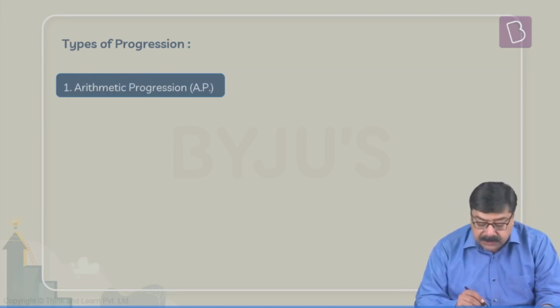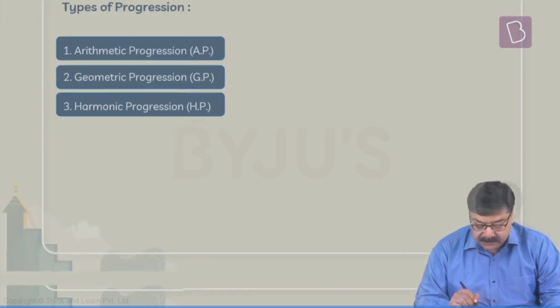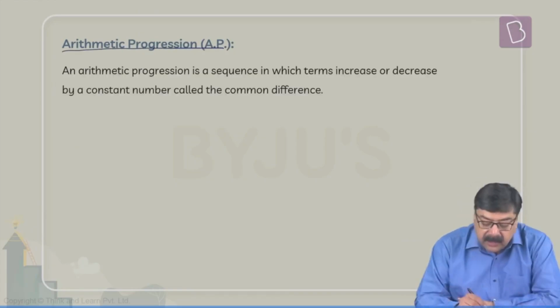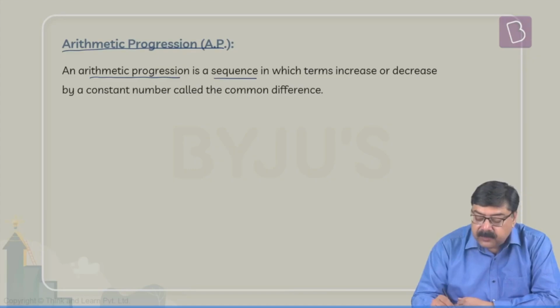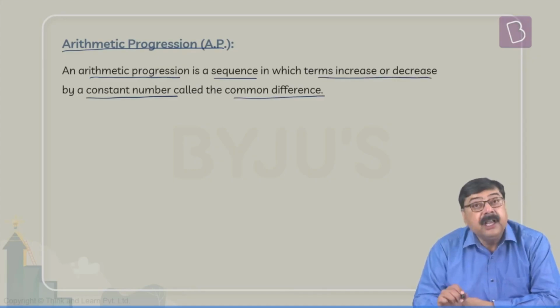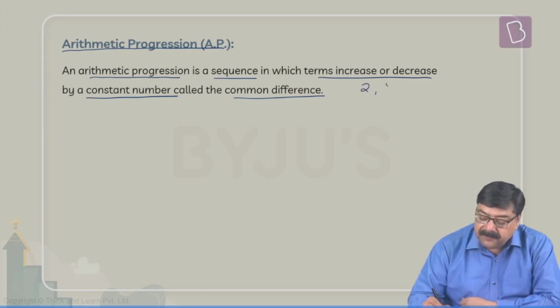Now, the types of progressions: we have arithmetic progression, geometric progression, and harmonic progression. Now, let's have a look at the basics for arithmetic progression. An arithmetic progression is a sequence in which terms increase or decrease by a constant number, which is called the common difference. So let us say that we have an arithmetic progression which goes like this.